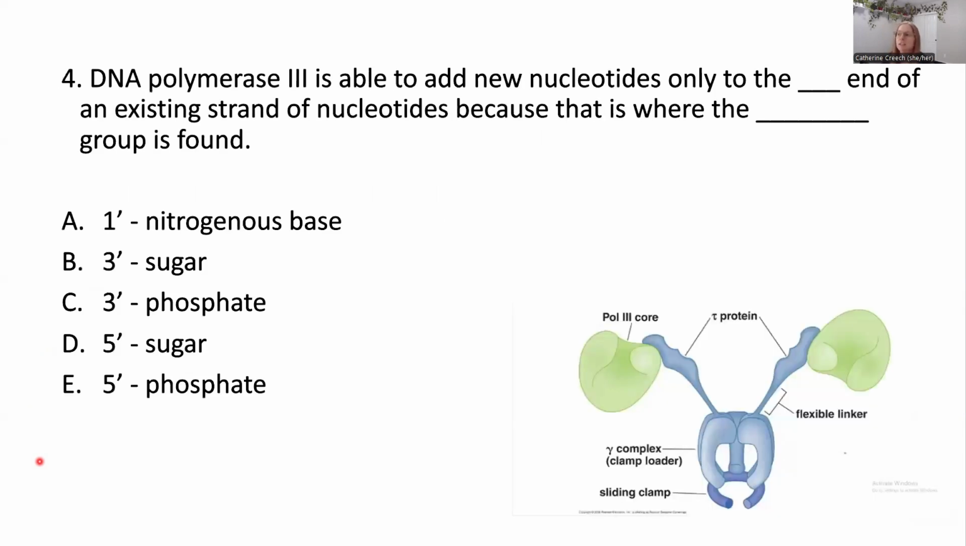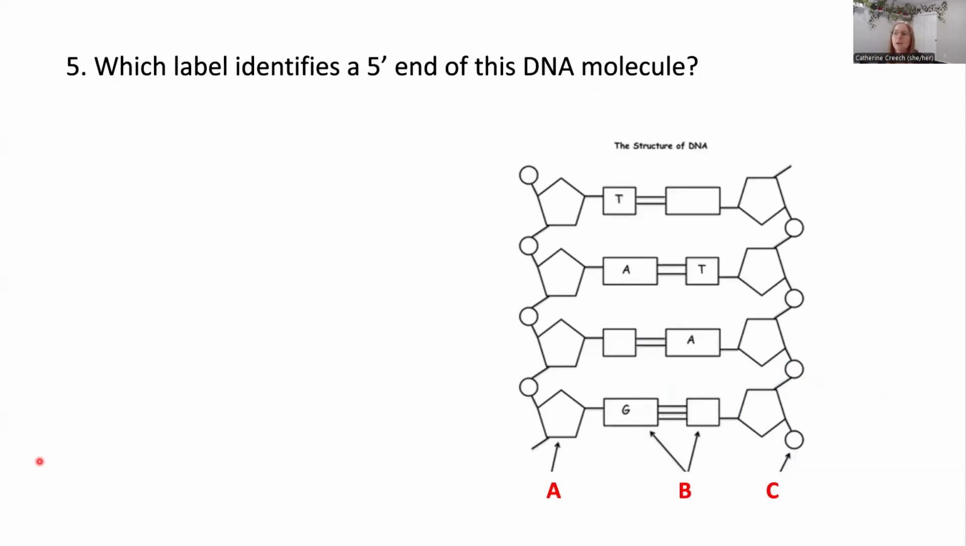DNA polymerase III is able to add new nucleotides only to the blank end of an existing strand of nucleotides because that is where the blank group is found. The 3' end, because that's where the phosphate attaches. Which label identifies a 5' end of this DNA molecule? C. The 5' end is up by the phosphate group. It would be right here, outside of the pentagram.